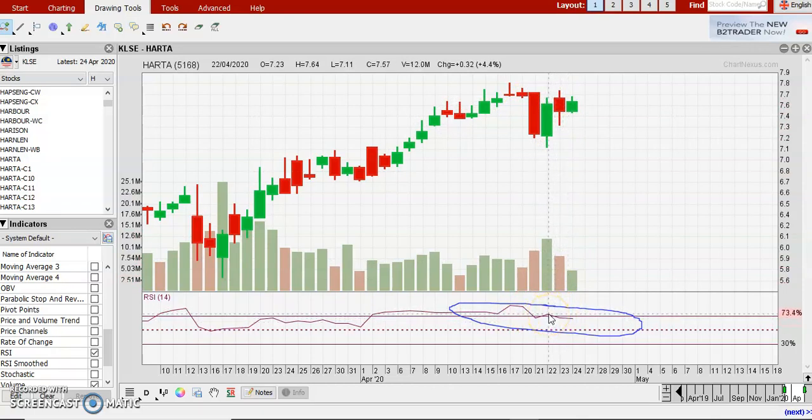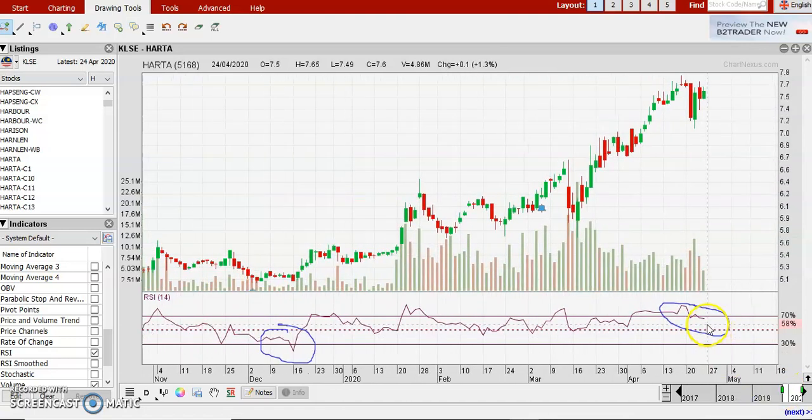But does this indicate the trend will reverse from uptrend to downtrend? It's not yet. I can see it's still an uptrend. Why? I am very confident it's still an uptrend, as long as the RSI is above the 50% line, we shouldn't be worried about a reversal of trend.